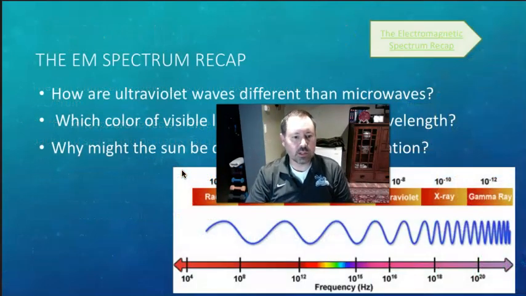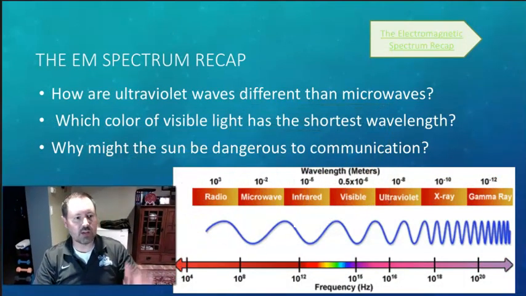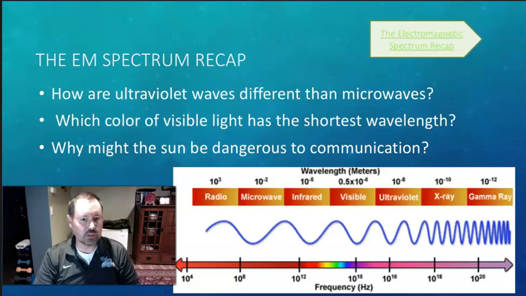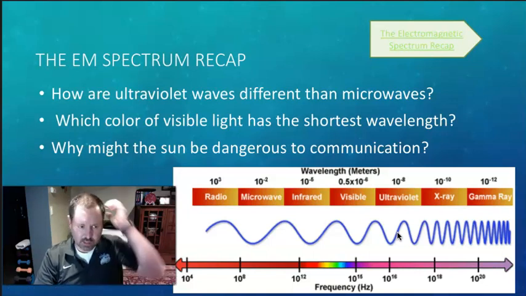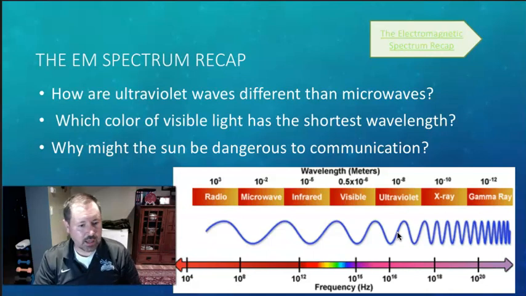All right, so let's go. Here's our recap of the electromagnetic spectrum. First off, how are ultraviolet waves different than microwaves? Ultraviolet waves are different than microwaves because they have a different frequency. Here's microwaves right here, low frequency. Here's ultraviolet waves, high frequency. Other than that, what's the difference? Nothing. They travel at the same speed, which I think is another question that I was going to ask. But just the frequency is the difference.